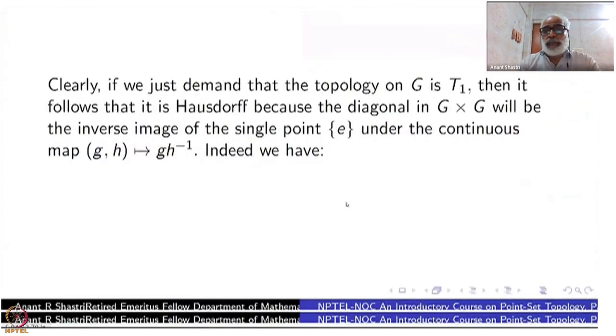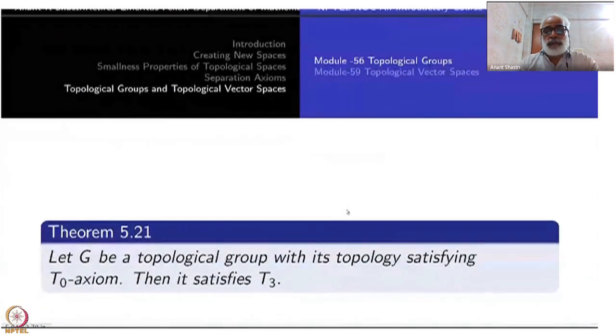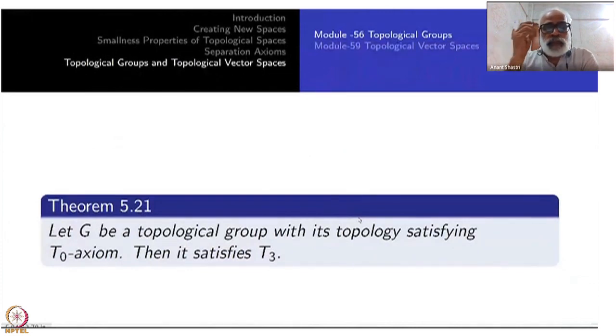But even T1-ness will be guaranteed by T0-ness. That is the first thing that we want to ensure today. So let G be a topological group with its topology satisfying the T0 axiom. Automatically, it will be T3. All that we want to show is that it is T1. We have just observed T1 implies T2, but even that is not necessary because we have already proved it is regular. Regular plus T1 is T3. T3 implies T2 implies everything else, right? So let us just prove that it is T1.